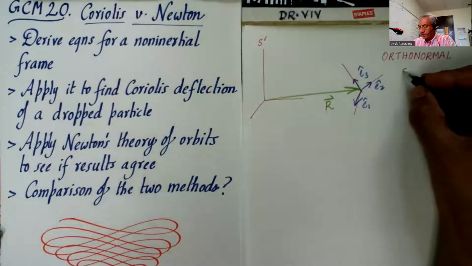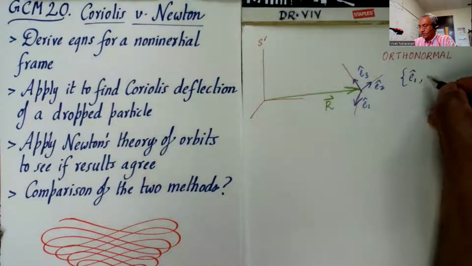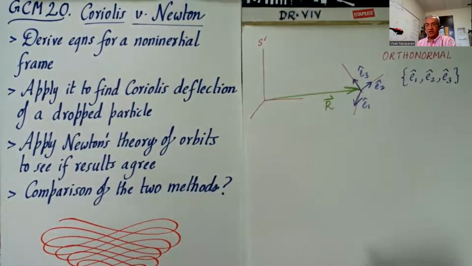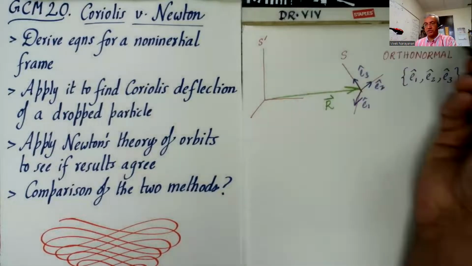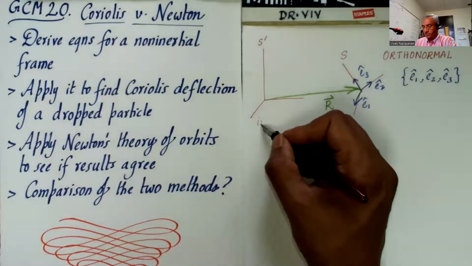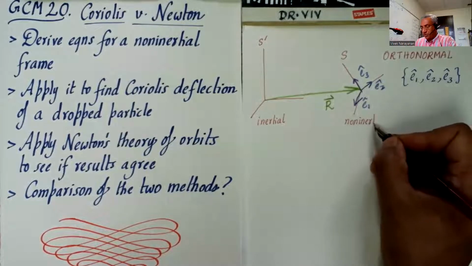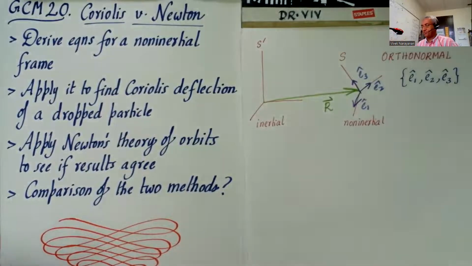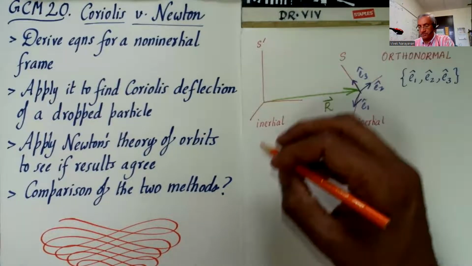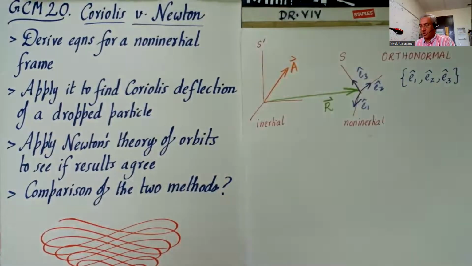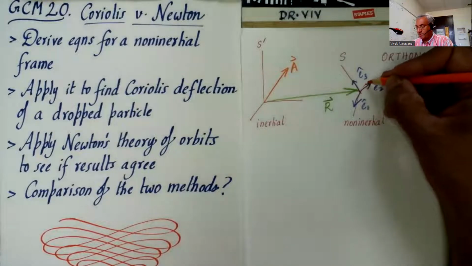So first of all, the orthonormal triple is E1, E2, and E3 in the frame we've called S. And S is the frame which is non-inertial. So S prime is inertial, and S is non-inertial, which means that it's both moving and rotating. Now, what we are trying to do is trace the fate of any vector. So a vector in the frame S prime, how will it be described in the frame S?